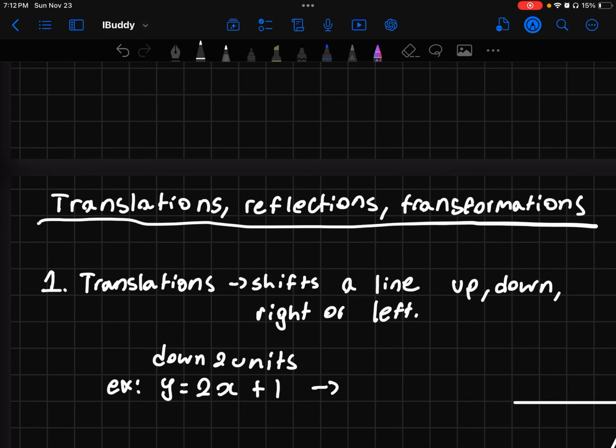Welcome to the seventh topic of Unit 4, Linear Relations. Today we'll be going over translations, reflections, and transformations.